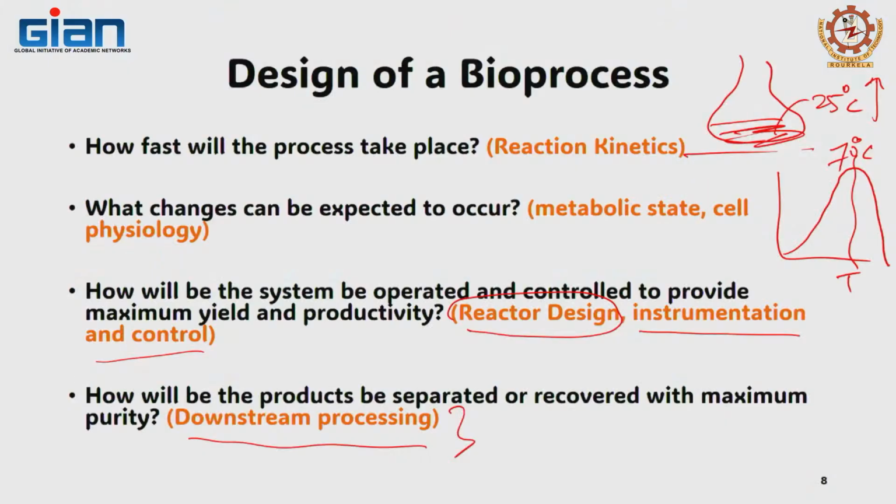Now, what changes can be expected to occur when we are looking at the metabolic state, the cell physiology. So, if we are aware of which metabolic pathway is going to be followed by our cells, we would be able to provide them with the right nutrients which would be required for that metabolic pathway to get you the product of interest. Okay? So, understanding that will also help.